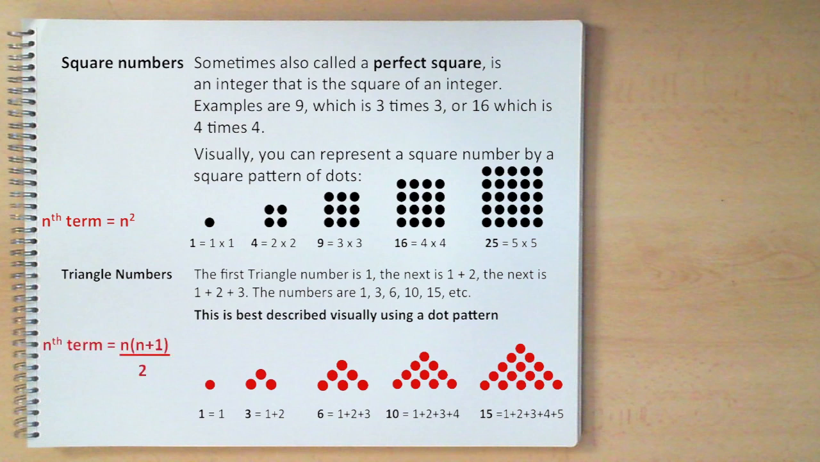The nth term for this is n times n plus 1 divided by 2. And there is a really interesting proof of this that you can look at in the links alongside this video. There is a trick in working out that formula that gives an interesting insight into the way that great mathematicians' minds actually work.